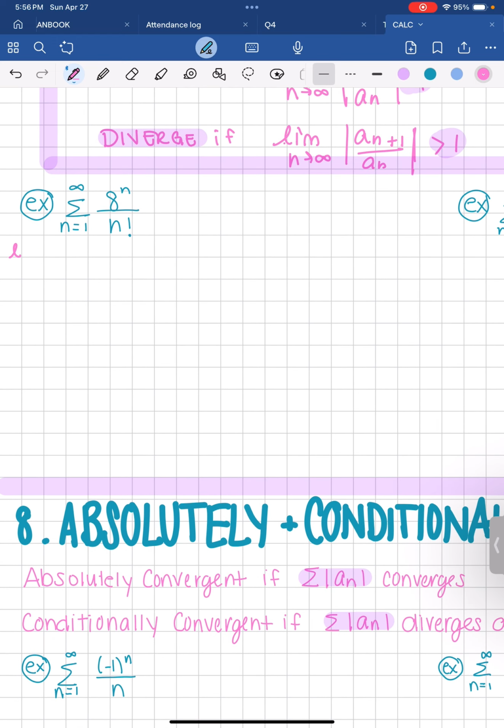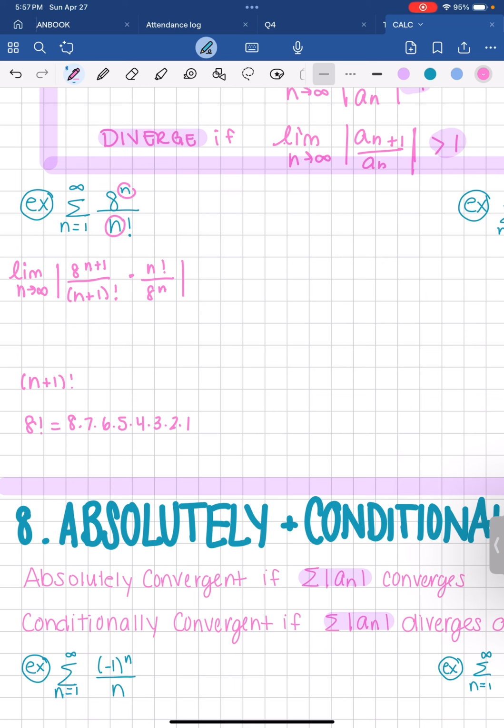So let's take the limit. Let's also move it down. I need some space because of the way I like to do it. As n approaches infinity, the absolute value. So everywhere we see an n, we're going to replace it with n plus 1, times the reciprocal of the original. And now we're going to break some things down. But I think it's important for me to show you how I break down n plus 1 factorial. So if I did 8 factorial, that's 8 times 7 times 6 times 5 times 4 times 3 times 2 times 1.